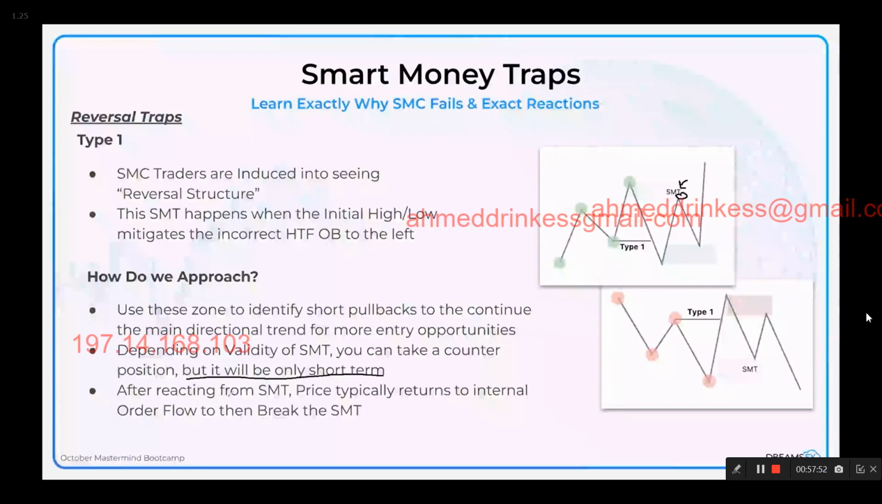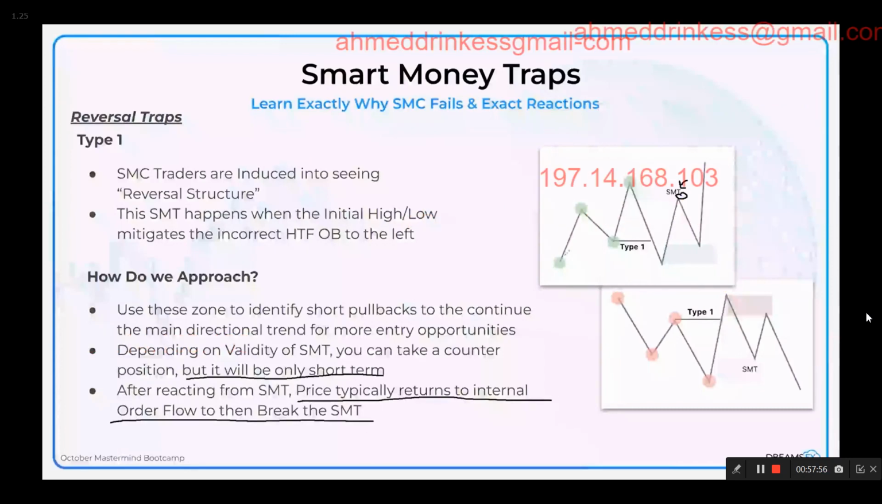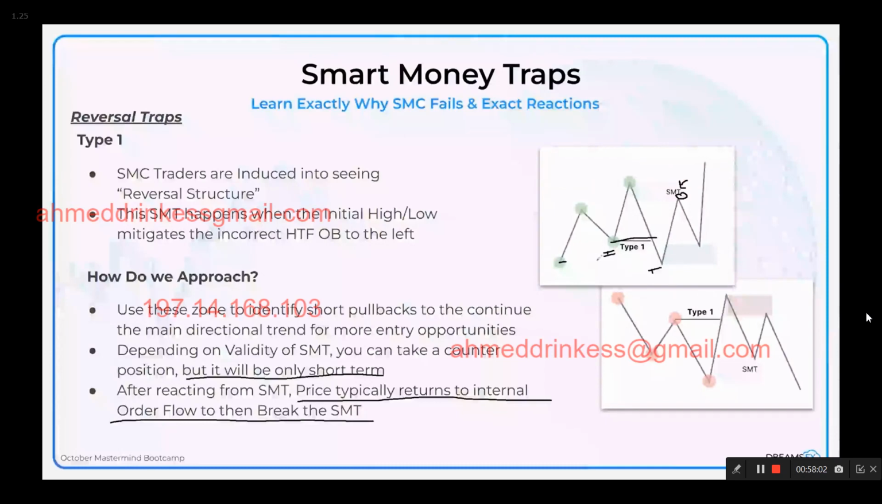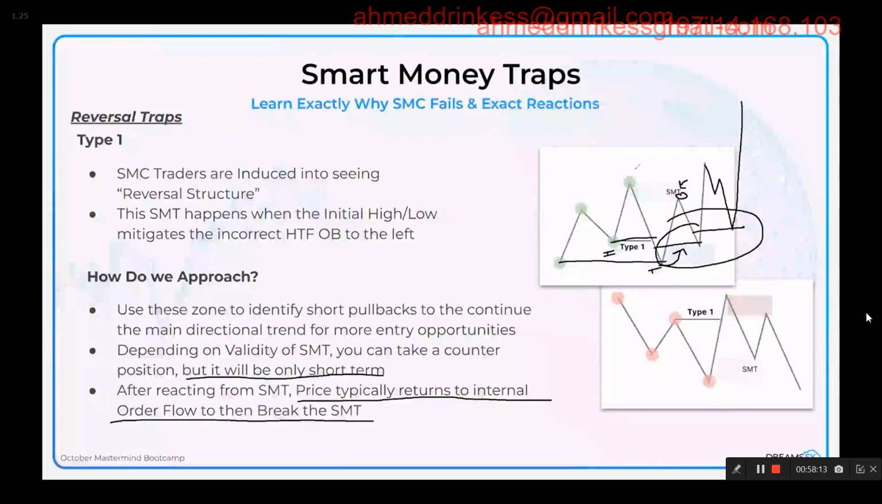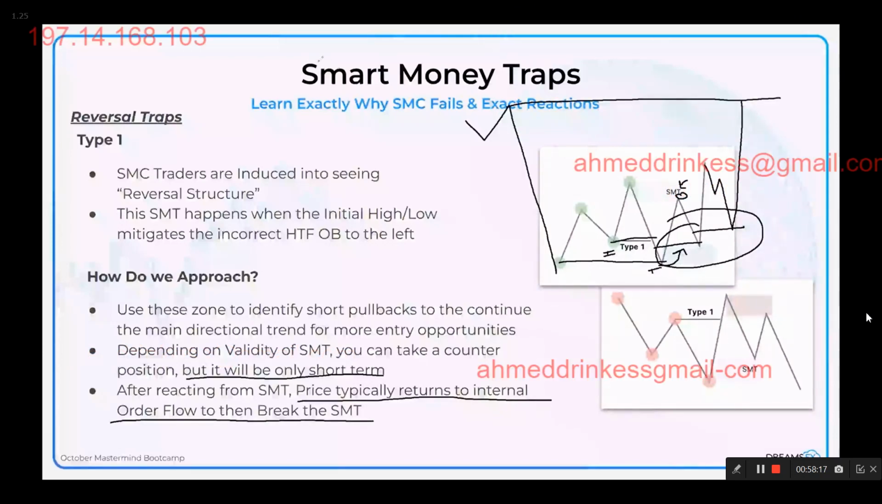So after reacting from SMT, price returns to the internal order flow to break the SMT. After your inducement, you then have your trap. Your trap will be following order flow. And then guess what? This can happen. And this is my favorite approach. Follow order flow, then price to target a new trap. And we'll be going over that here in a little while.